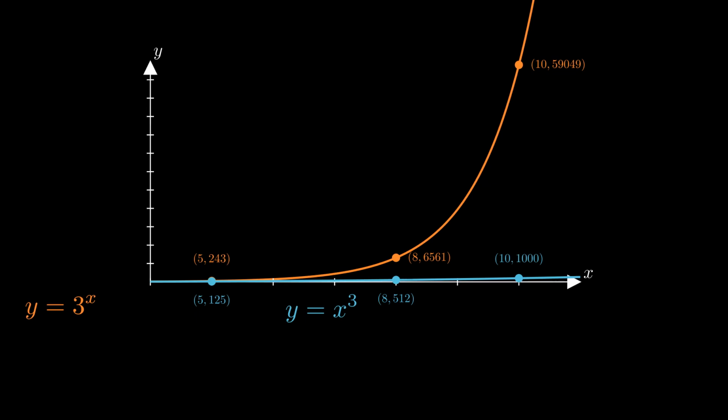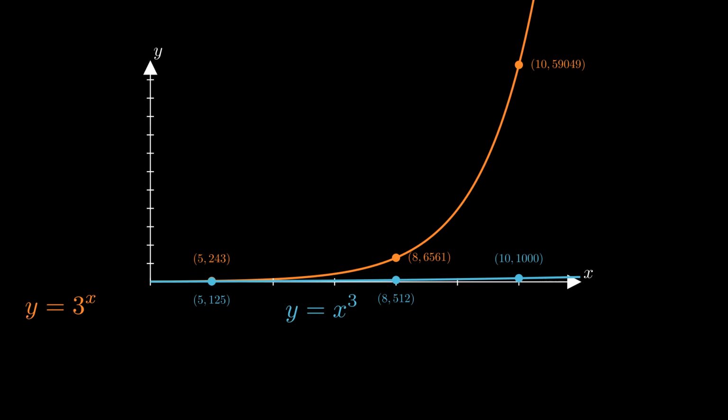Follow the orange graph to the right, to the second orange plotted point. This point shows us when we plug in 8 for x, so we have 3 to the 8, which is 6,561. Now let's follow the blue line to the second point. Whenever x is 8 in the polynomial one, we have 8 raised to the 3, which is 512. So we see that the orange plot is much bigger.